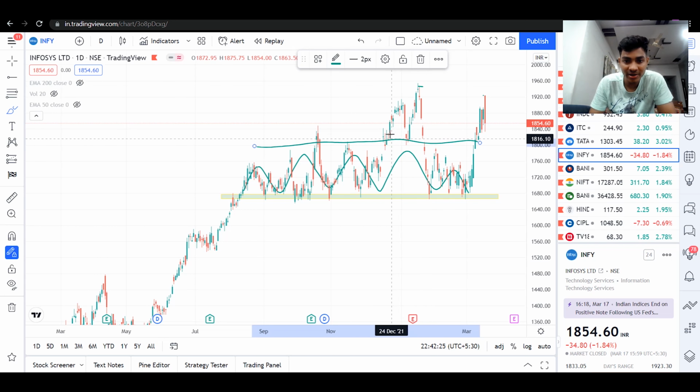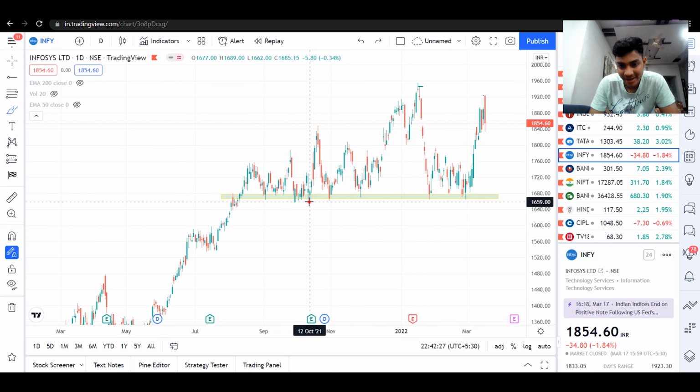So in a sideways market, what we are simply going to do is buy at the support and keep our target at the resistance. That's so simple in a sideways market. Going to the next example for a sideways market, it is of Bandhan Bank in a daily time frame.